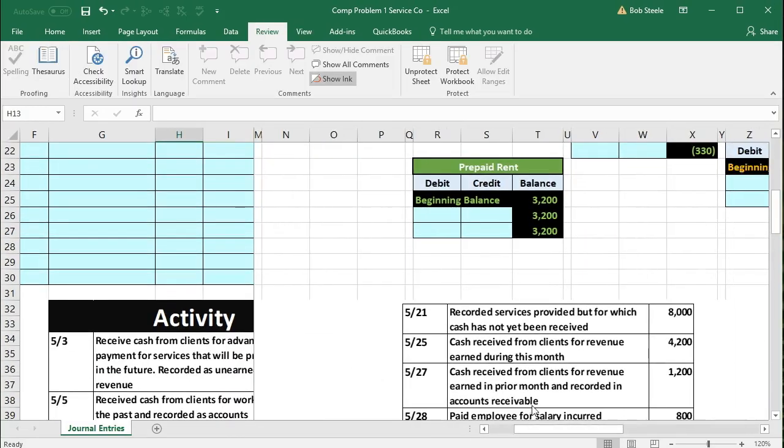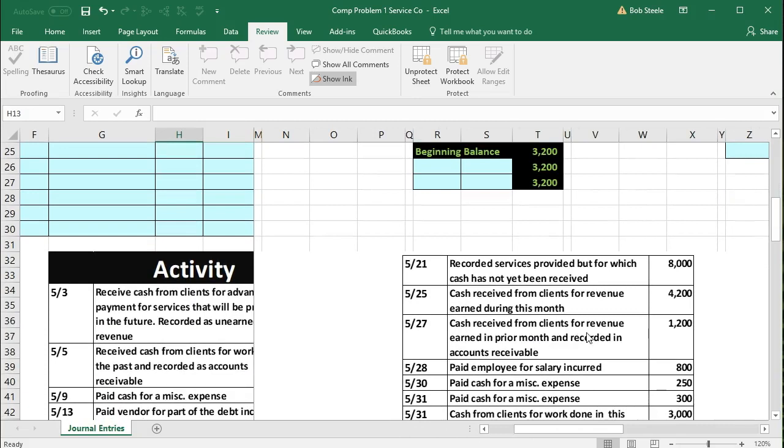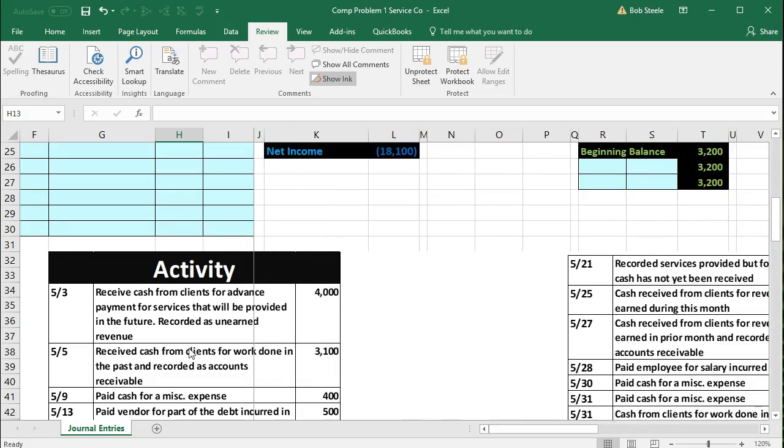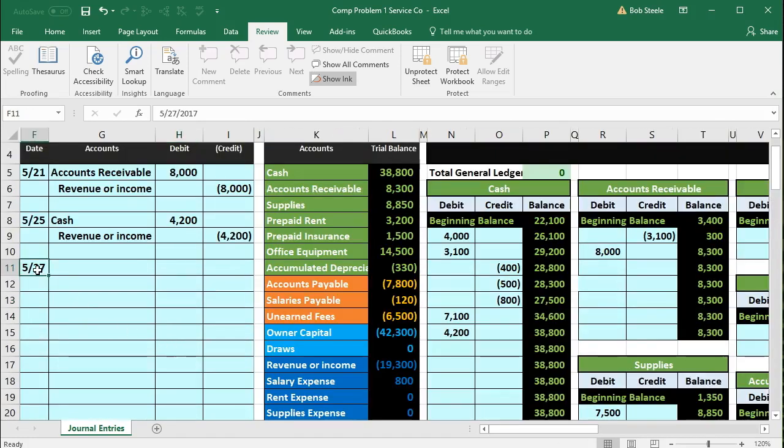Next, we have cash received from client for revenue earned in prior month and recorded in accounts receivable. So that's going to be on 527. So we got 527 here. First question, is cash received? We're going to say yes, it said cash was received. Cash has a debit balance. We're going to make it go up by doing the same thing to it, which is another debit.